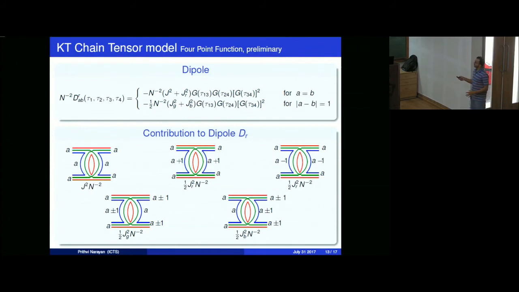These depend on what values the two sides of the ladder have. If they have the same lattice index on both sides, then it is this. If not, if it's neighboring fermions, it is this. If not, if it is far away fermions in the 4-point function, then it will be 0. So you don't need to take care of that. It's only the nearest neighbors that you need to keep track of. So here is the dipole.